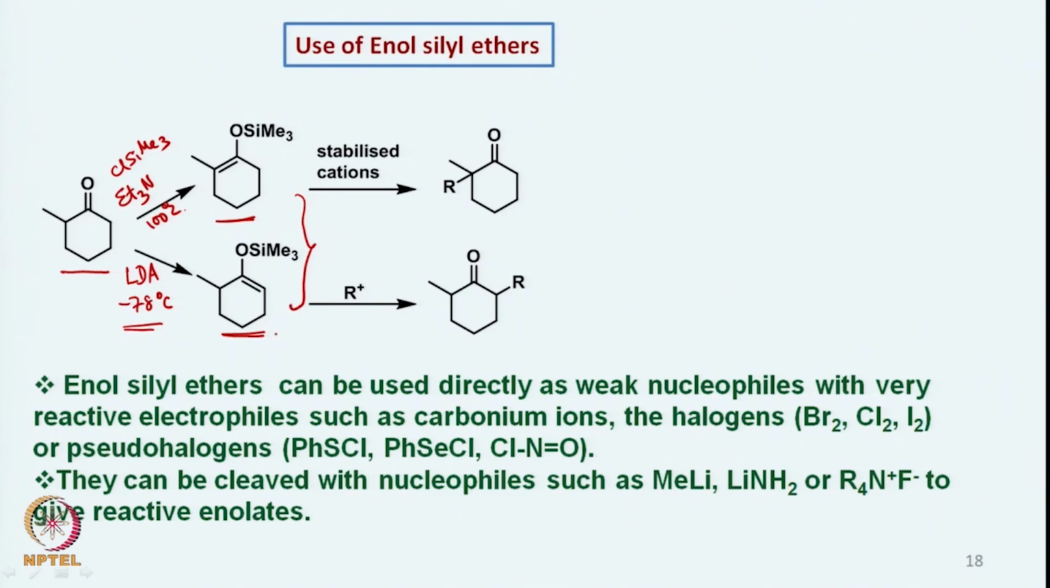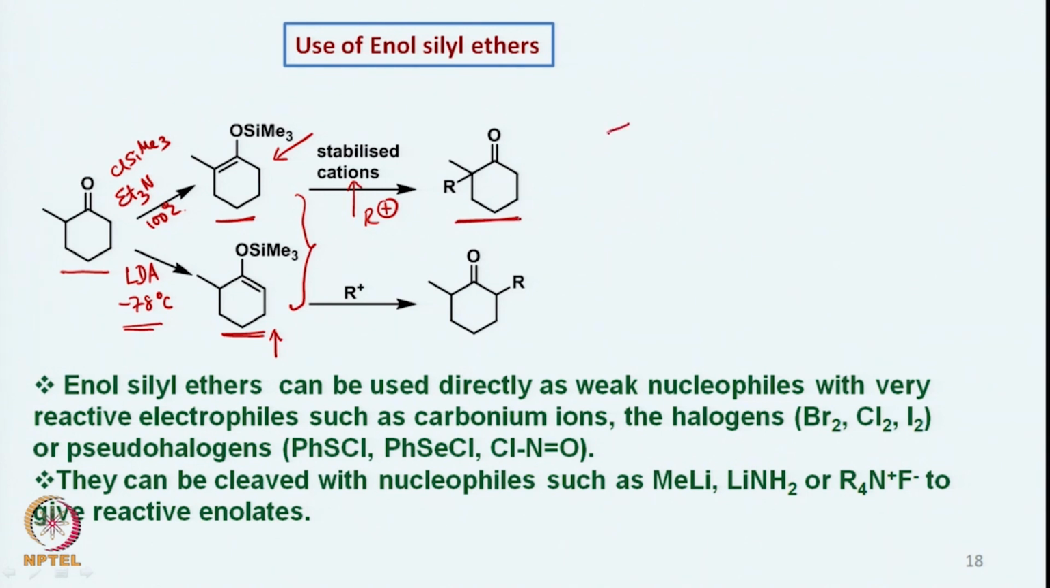One is this is under kinetic condition, and this is under thermodynamic conditions, and then we can react with electrophiles. Particularly these electrophiles need to be R plus, that means they are cationic in nature, and then we have the formation of the corresponding CC bond here.